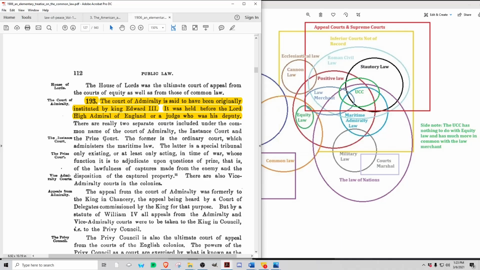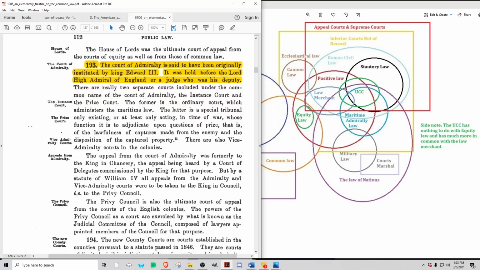The Court of Admiralty. The Court of Admiralty is said to have been originally instituted by, again, who? King Edward III. It was held before the Lord High Admiral of England, or a judge who was his deputy, of which they became many, many more, of which the colonists were being run over by during the colonial period, and of which they'd pretty much had enough of. Part and parcel of the revolution also.